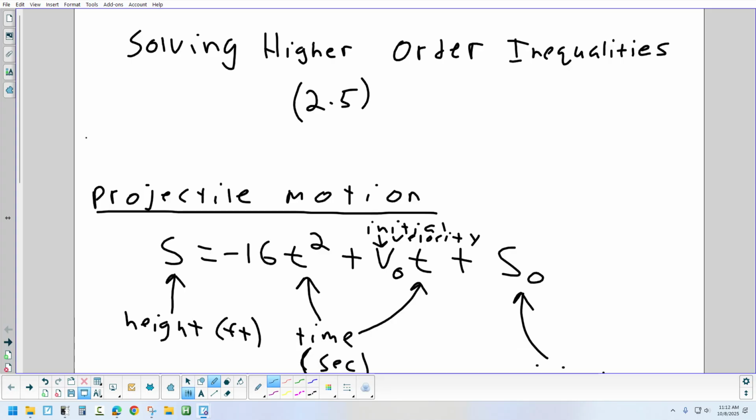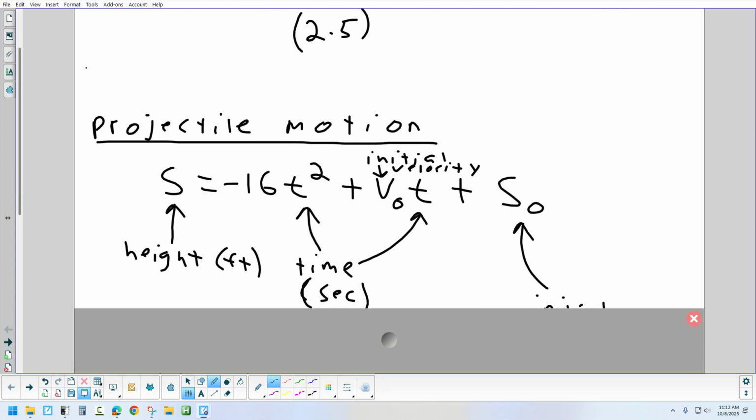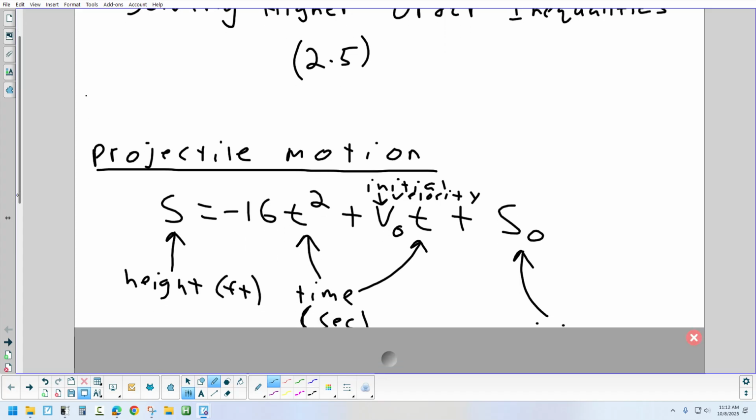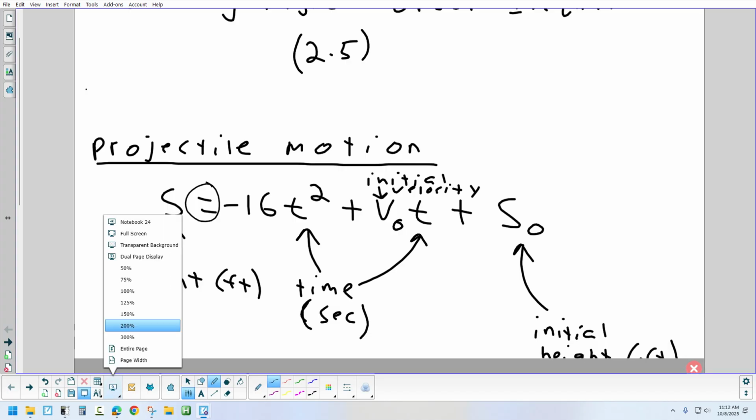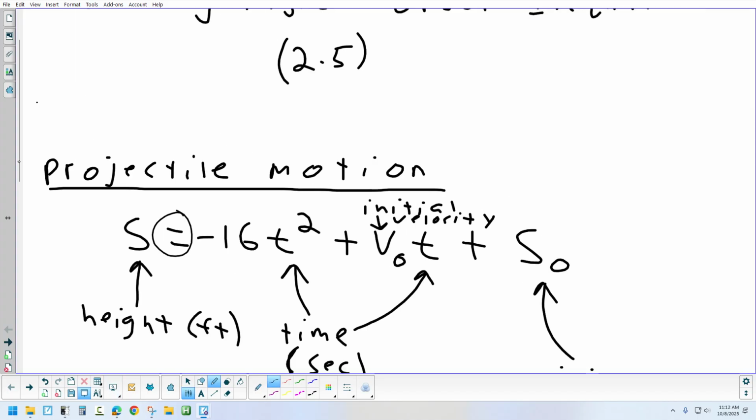So this is a formula I think we looked at before for projectile motion. We're going to use the same formula again. The only difference today is instead of having an equal sign right here, you're going to have an inequality symbol. Either less than, greater than, less than or equal to, greater than or equal to. But just a reminder about what everything stands for.